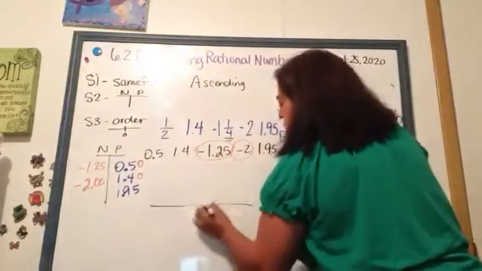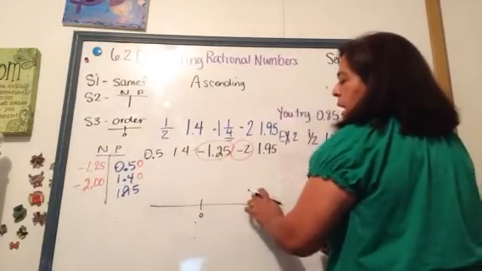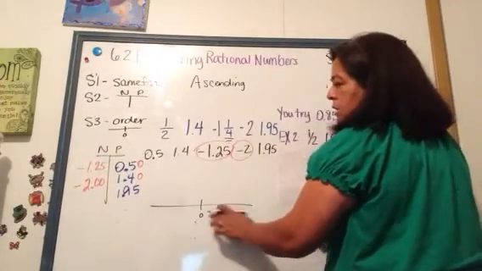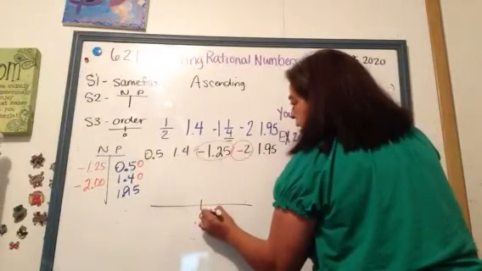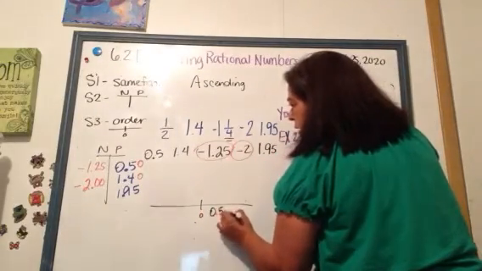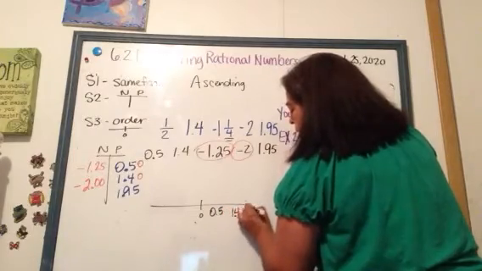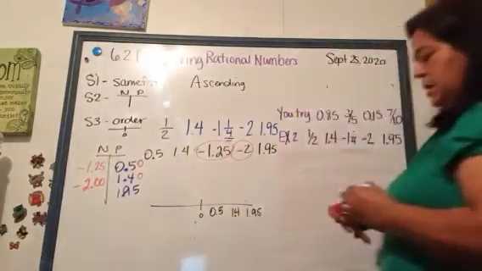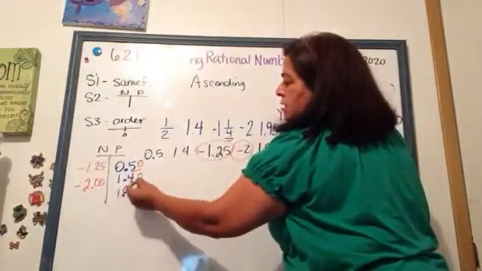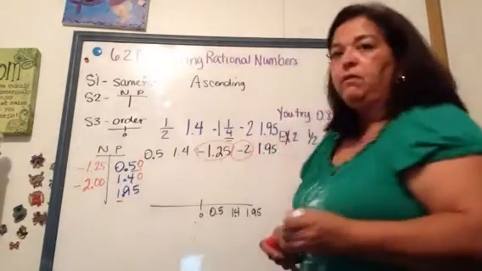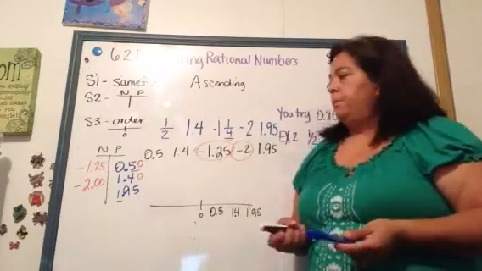So I draw my number line, put a 0. And I'm going to start with the positives first. So which one is closer to 0? Which one is less than? This is 5/10, 1 4/10, 1 95 hundredths. So it is increasing because this is 50 cents, this is $1.40, and this is $1.95. If you think of it in terms of money, it's really easy to think about the order.